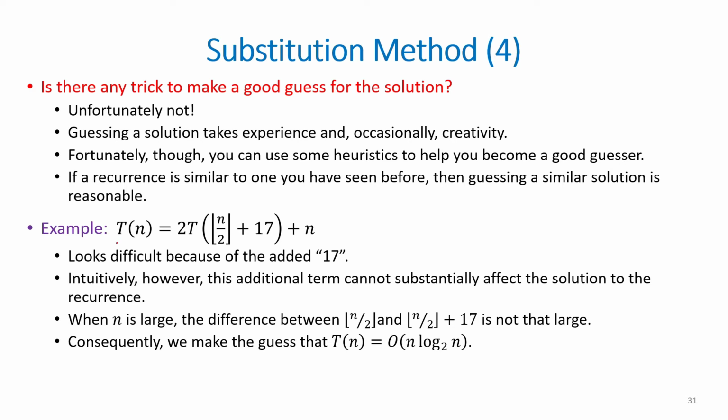For example, if you look at this recurrence equation, we see that it is very similar to what we just worked out, but it has an additional term 17 in here, which makes it look a bit difficult. But we know that as the value of n grows sufficiently large in an asymptotic manner, the difference between n half and n half plus 17 would not be very large. And therefore, it would be a good guess if we take t of n to be big O of n log n.